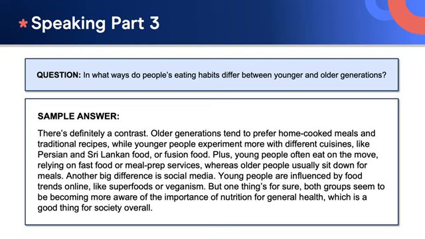Plus, young people often eat on the move, relying on fast food or meal prep services, whereas older people usually sit down for meals. Another big difference is social media. Young people are influenced by food trends online like superfoods or veganism. But one thing's for sure, both groups seem to be becoming more aware of the importance of nutrition for general health, which is a good thing for society overall.